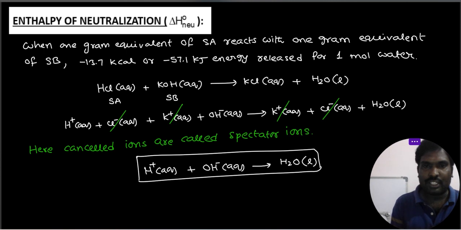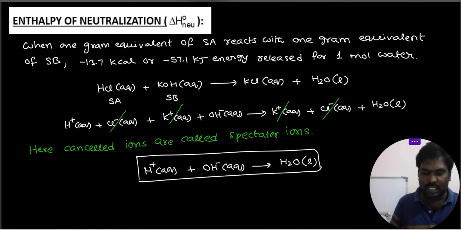When 1 gram equivalent strong acid reacts with 1 gram equivalent strong base, then for 1 mole water, how much energy is released? 13.7 kilocalorie or 57.1 kilojoule energy is released. Clear? Yes, remember for 1 mole water, this much energy is released.